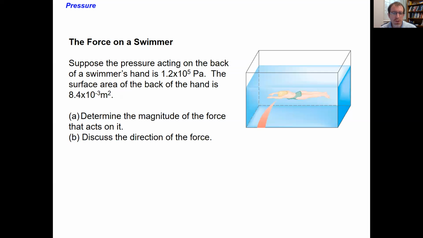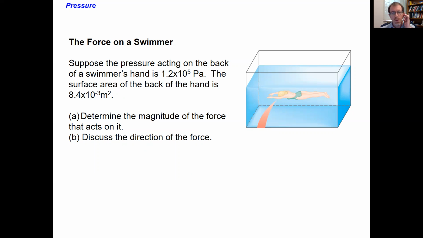So we're given a couple of things. We're given the pressure of the water pushing on our hand. We're told the pressure is 1.2 times 10 to the 5th pascals. And we're also given the surface area of the back of her hand. We're told it's 8.4 times 10 to the negative 3 square meters. So we want to figure out the size of the force that the water pressure is exerting on our hand, as well as the direction of the force.